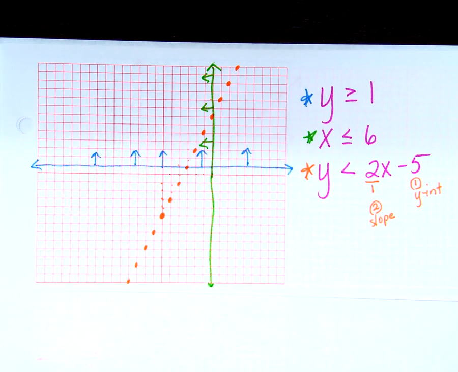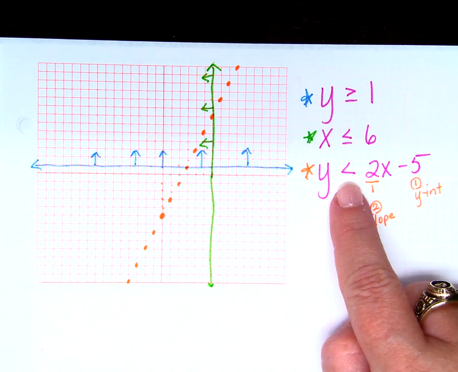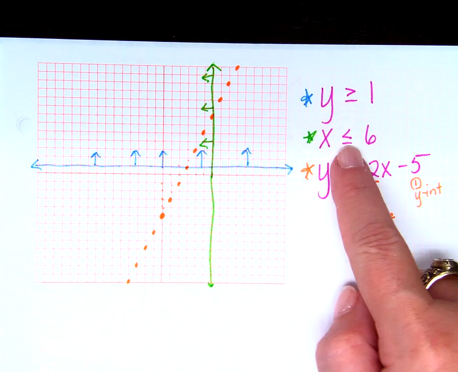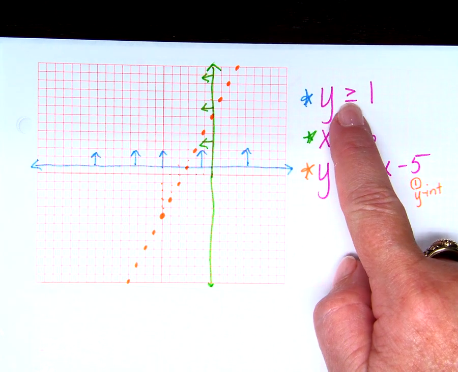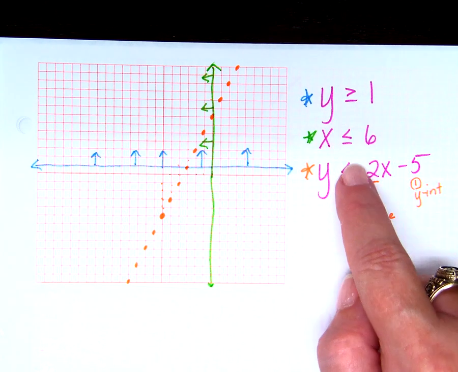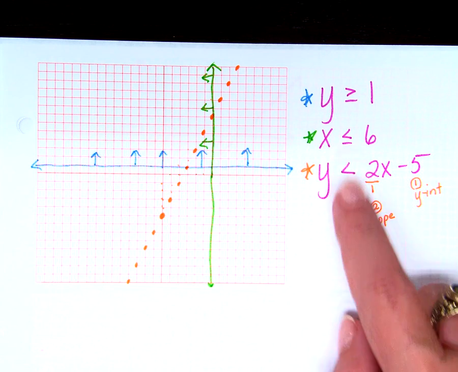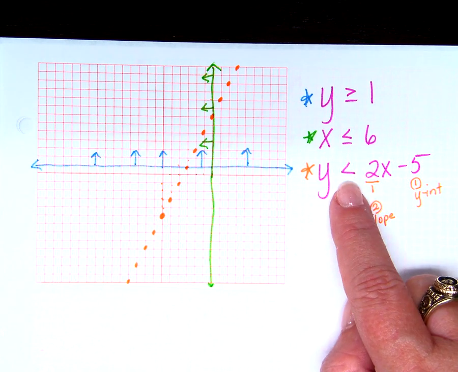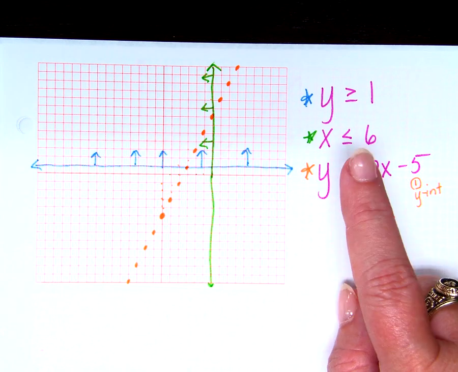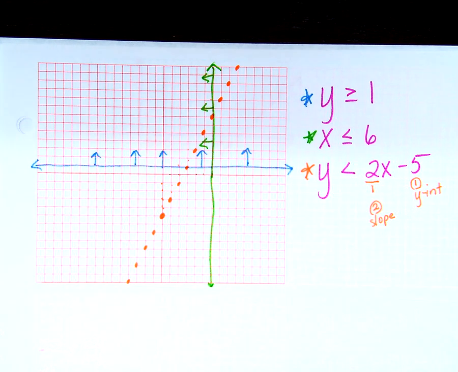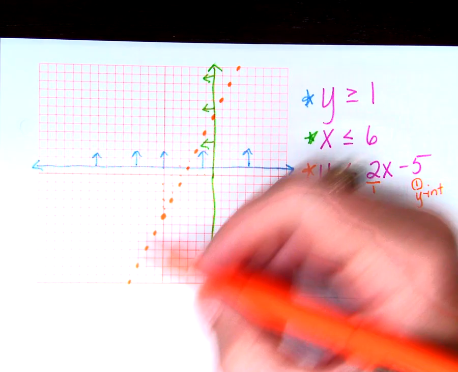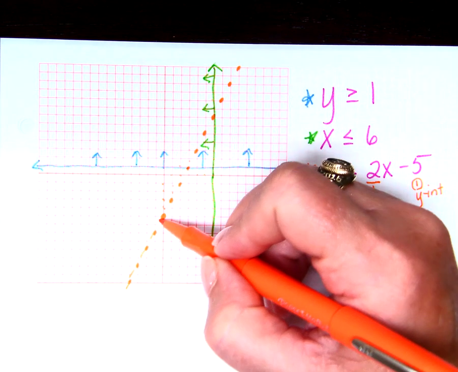Now, you remember that conversation I said we're skipping? Now it's time to actually have the conversation. Because here's the deal. This one is different than these two. This one was greater than or equal. This one's less than or equal. This one is just less than. When I'm just drawing a line that is just less than, how do I have to draw it? That's exactly right. I have to draw it as a dotted line. Okay?